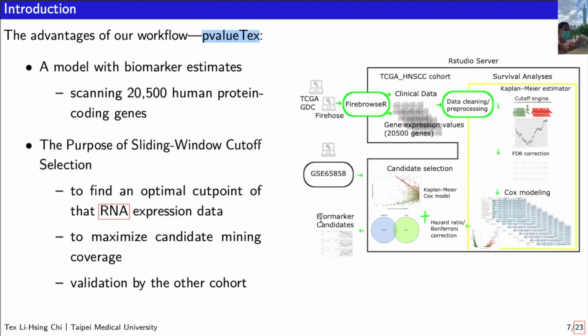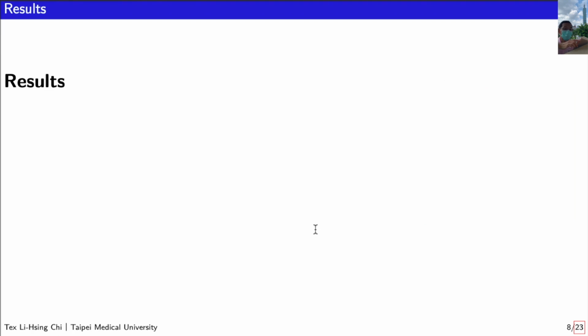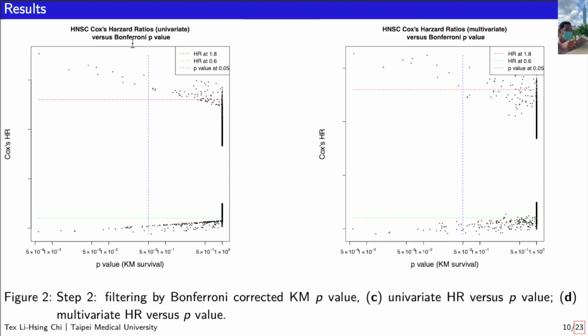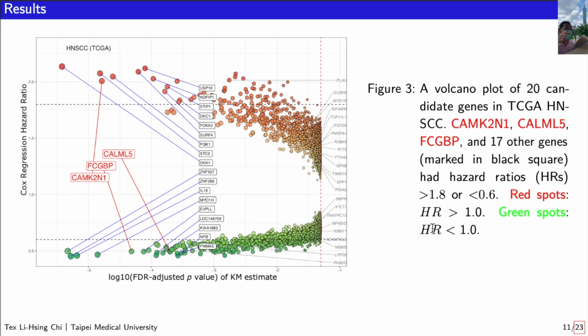Okay, so the result we found, as we see, a lot of the FDR corrected p-values were screened out, and we found fewer than 100 preliminary candidates. Then we go through the Bonferroni correction to screen the 20 genes as our candidates. Okay, and then we use the validation process.